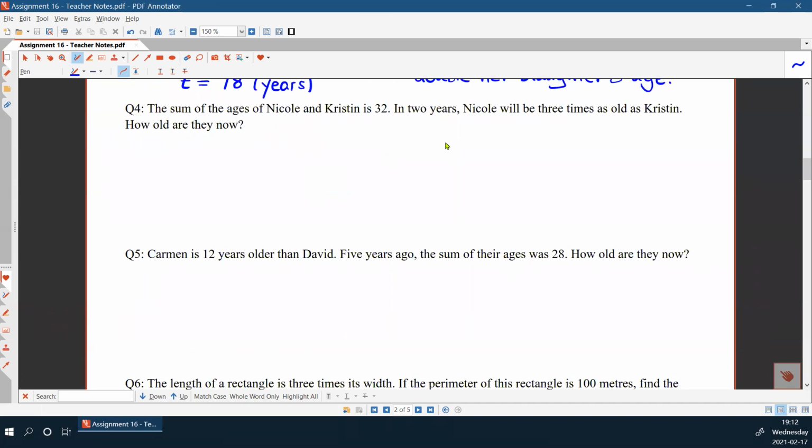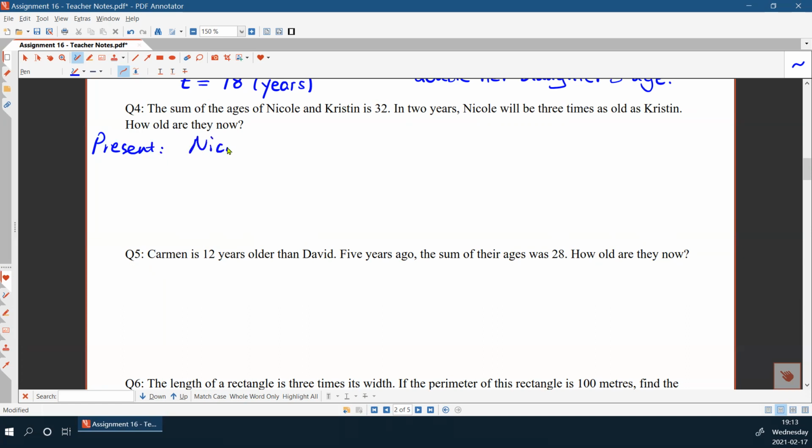Question 4. The sum of the ages of Nicole and Christian is 32. In 2 years, Nicole will be 3 times as old as Christian. How old are they now? Okay, here we want to find their present ages, right? So we can use the letter X to denote either Nicole's age or Christian's age. So present age, I'll write it here.